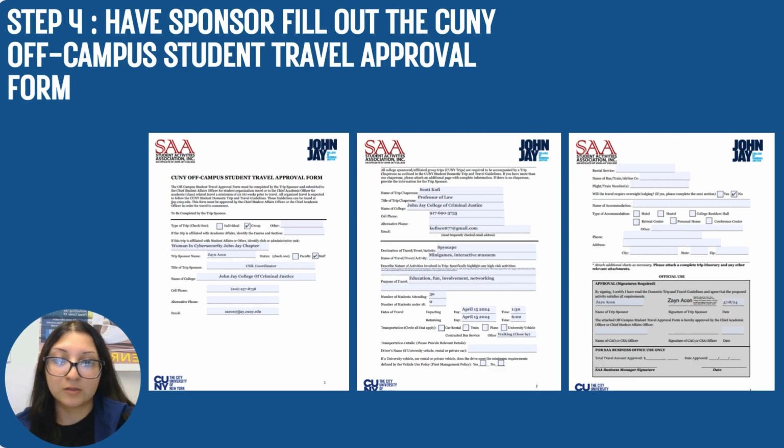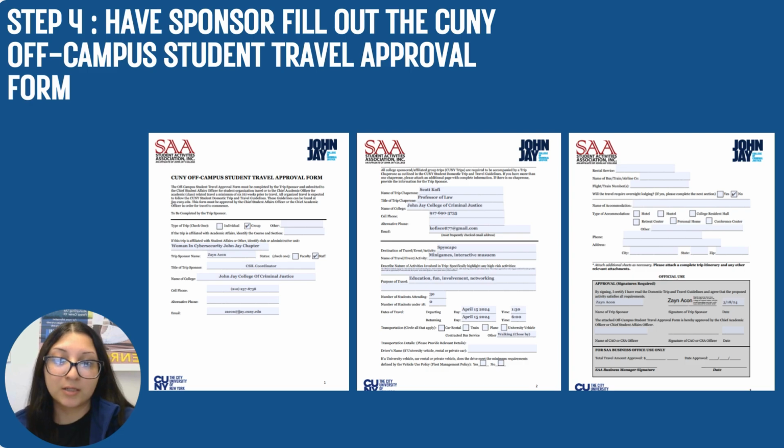Next, we're moving on to the event information, so where you'll be going. In this instance, it will be Spyscape, name of the travel event or activity. So they listed the activities, mini games, interactive museum. Describe the nature of the activities involved in the trip. In this section, they put the activities that will be taking place during the trip, the purpose of travel, so education, fun, involvement, networking, number of students attending. For this travel trip, it was 30 students.